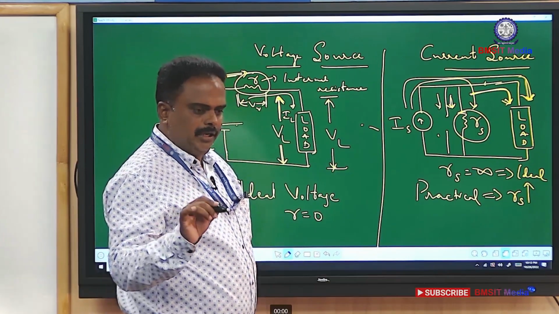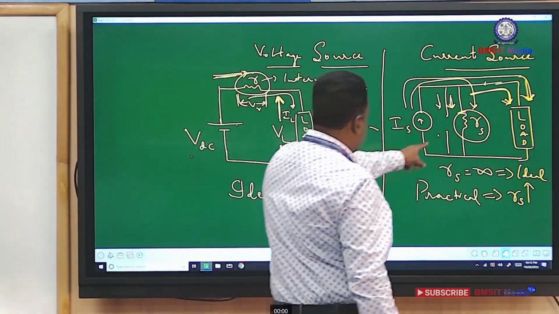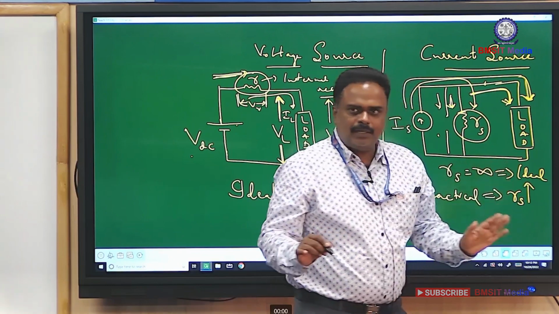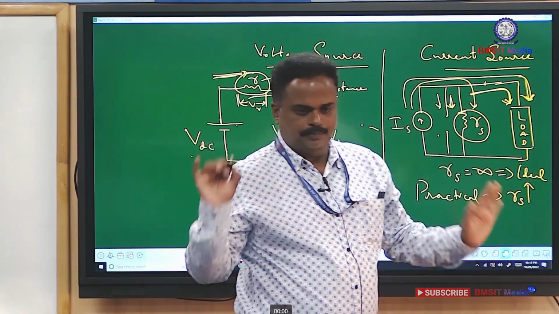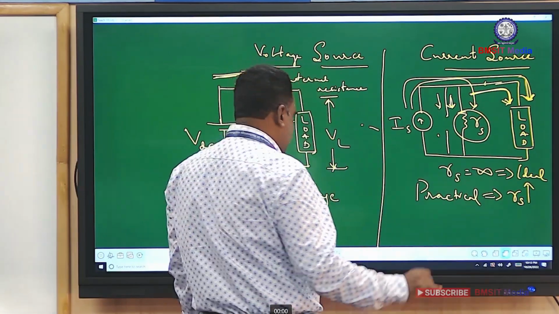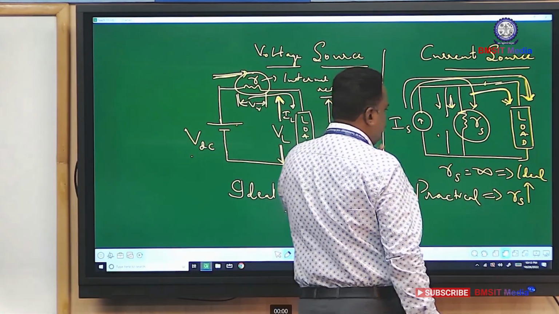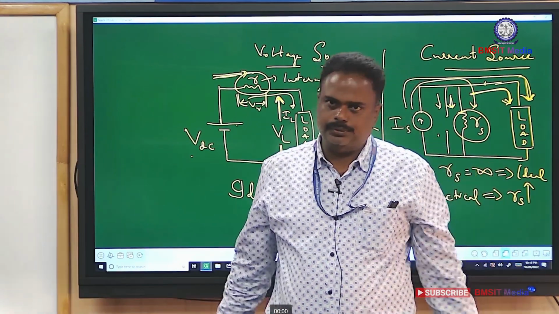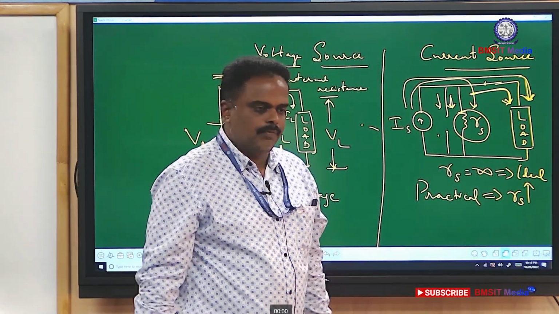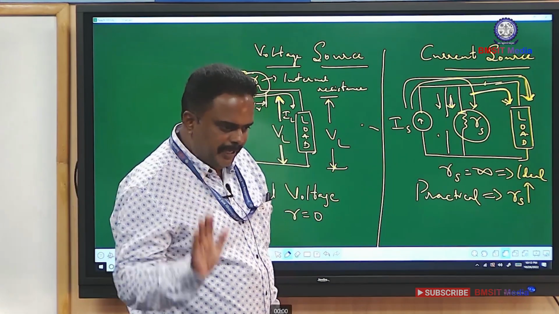An ideal current source is one whose internal resistance is infinite. A practical current source is one whose internal resistance is very high. These are the definitions for the ideal current source and the practical current source. Hope it is clear.